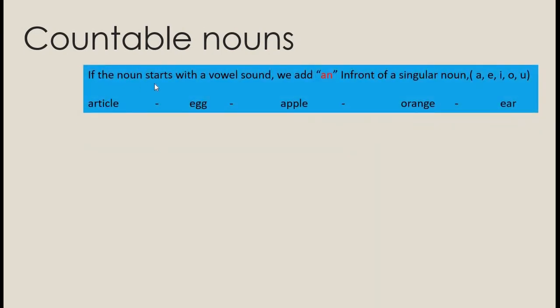Now, if the noun starts with a vowel sound, we add an in front of a singular noun. And the vowels are a, e, i, o, u. These are letters, but we are talking here about vowel sound. Let's see. Article, egg, apple, orange, ear. All these start with a vowel sound, vowel letter.